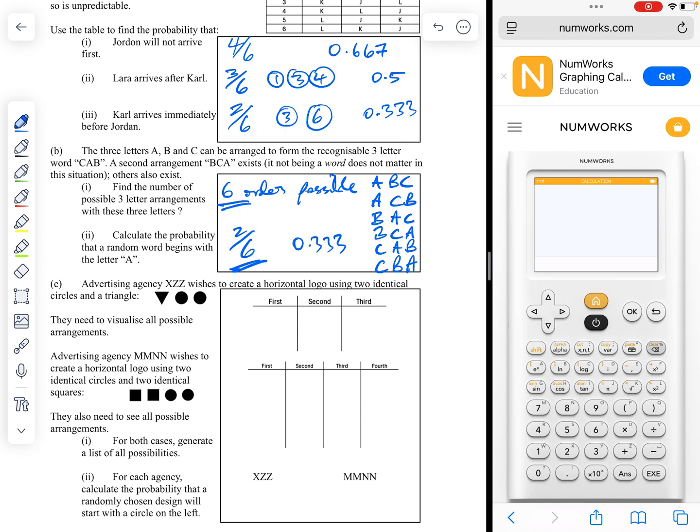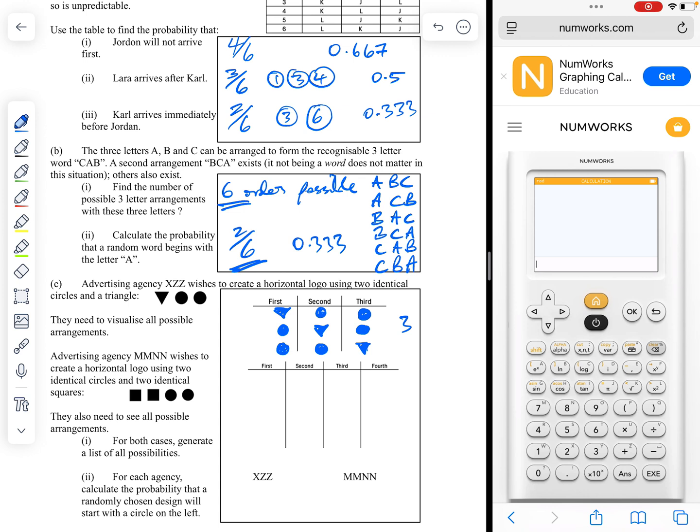So what we could do with the triangle and two circles, we can have a triangle first and a circle, or we could put the triangle second with a circle and a circle afterwards, or a triangle at the end but first two circles. So we have three possible arrangements. Okay, two squares and two circles.